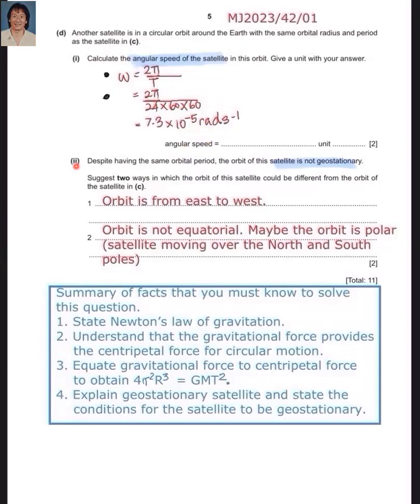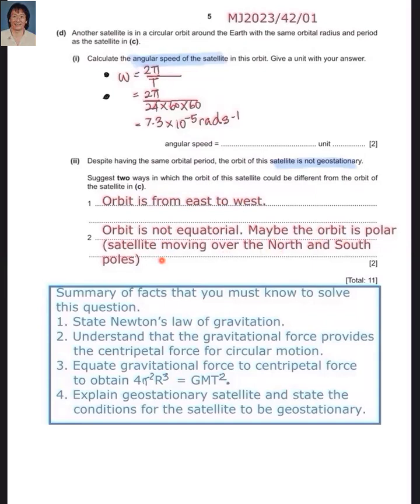Then for part 2 of your D, despite having the same orbital period, the orbit of this satellite is not geostationary. Suggest 2 ways in which the orbit of this satellite could be different from the orbit of the satellite in C. Again, we must know the condition for the satellite to be geostationary. For the satellite to be geostationary, besides the satellite moving above the equator, it must move from west to east. So the orbit is from east to west, maybe, and then the orbit is not equatorial. Maybe the orbit is polar. Satellite is moving over the north and south pole rather than above the equator.